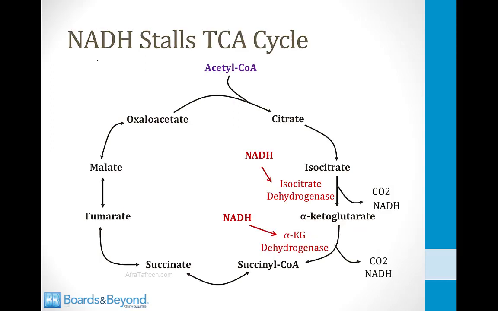To understand many of the negative consequences of excessive ethanol consumption, you need to understand that the high levels of NADH stall the TCA cycle. I talk about the TCA cycle in detail in another module, but for our purposes here, recall that NADH, when the levels get high, can inhibit the enzyme isocitrate dehydrogenase. They can also inhibit the enzyme alpha-ketoglutarate dehydrogenase. So as a result of inhibition of both of these enzymes, the TCA cycle slows down.